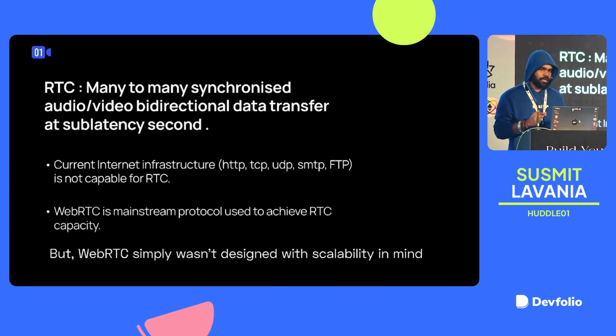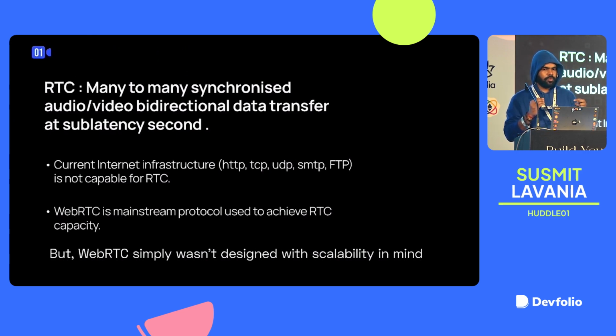Now, how do we bring real-time communication over the internet? Real-time communication is basically many-to-many audio-video data transferred and synchronized at sub-second latency. But the current protocols that we have, like HTTP, TCP, UDP, are not optimized to do so, because many of them operate on a request-response mechanism. There is a protocol called WebRTC that is actually used to give this RTC functionality in today's world.